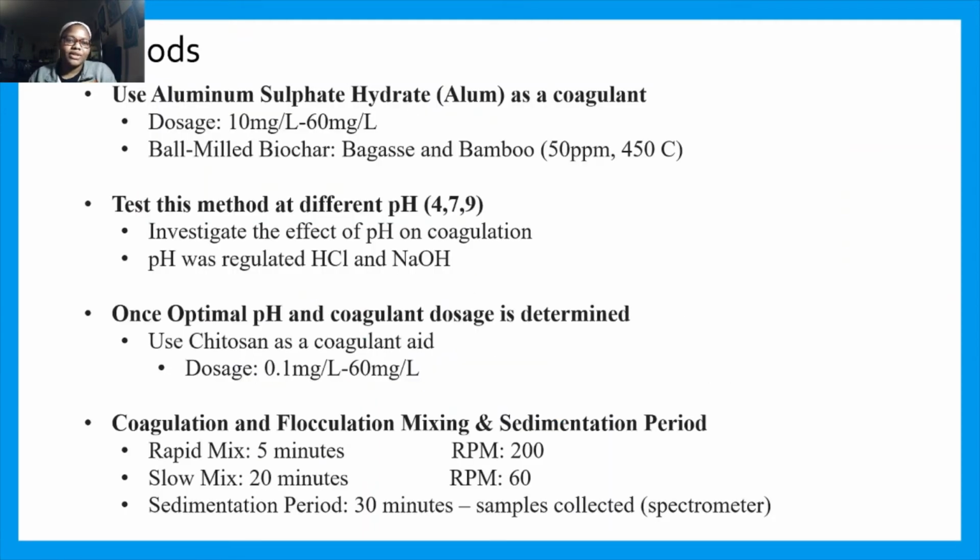For our methods, we'll be using aluminum sulfate hydrate as a coagulant, testing this with 2 different types of biochars, bagasse and bamboo, and at different pH of 4, 7, and 9. This is to investigate the effect of pH on coagulation. Once the optimal pH and coagulant dosage is determined, we'll be using chitosan as a coagulant aid to see how it would react with aluminum sulfate. Next, the coagulation flocculation mixing and sedimentation period. Mixing is generally 25 minutes for coagulation and flocculation to occur, and the sedimentation, which is what we'll be collecting our samples from, is for 30 minutes.